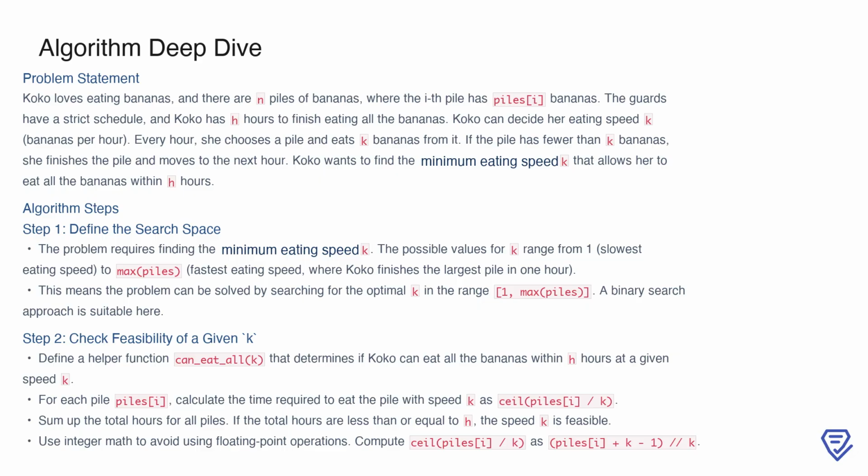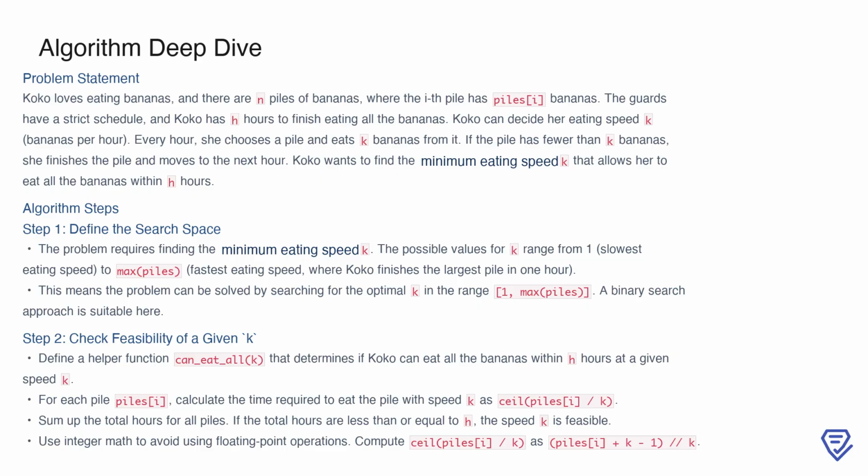To solve this, we start by defining the range of k. The slowest possible speed is 1 banana per hour, and the fastest is the size of the largest pile, max(piles), since eating faster than the largest pile in 1 hour doesn't make sense. This forms our search space, 1 to max(piles).